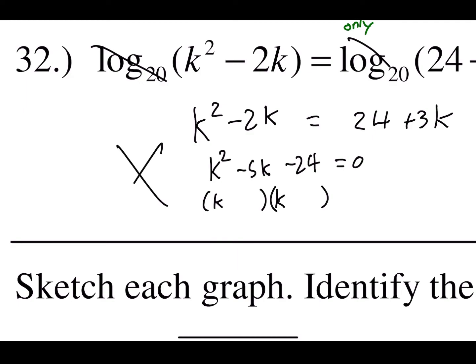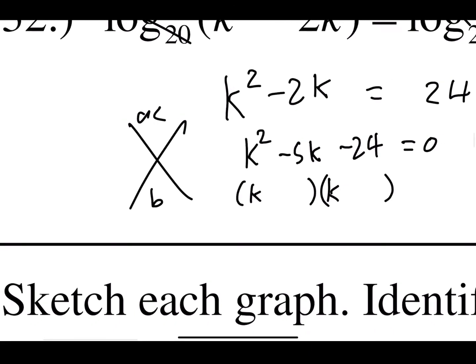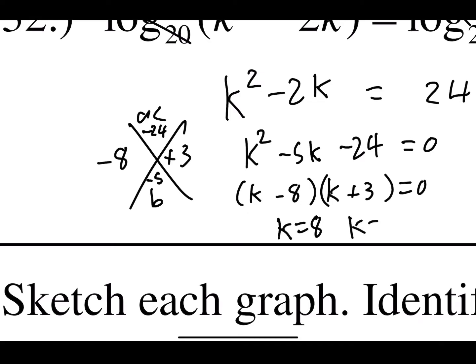We're going to factor this. And then we're looking for two numbers that multiply to AC and add to B. So AC would be 1 times negative 24, and B would be negative 5. We want to multiply to negative 24, so 8 and 3, which one's negative? Adds to negative 5, so make the 8 negative and the 3 positive. So negative 8, positive 3, all this equals 0. Set this equal to 0. k minus 8 equals 0, k must equal positive 8. k plus 3 equals 0, k must equal negative 3.